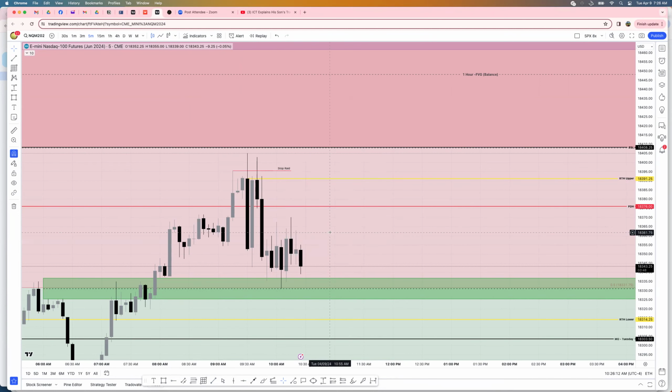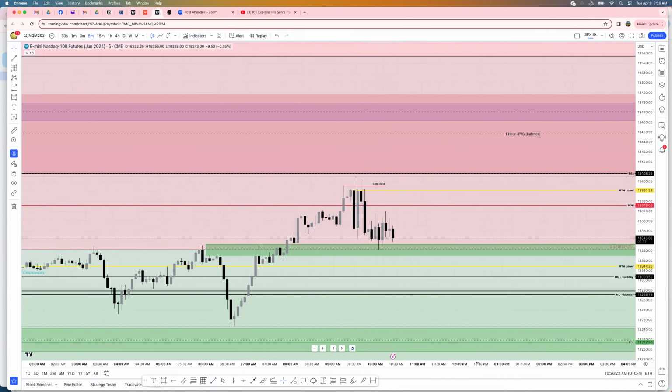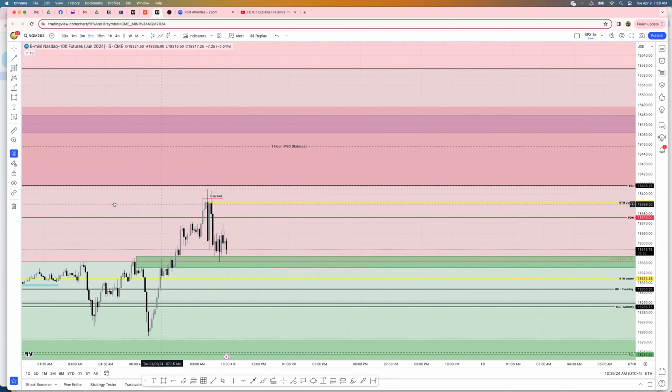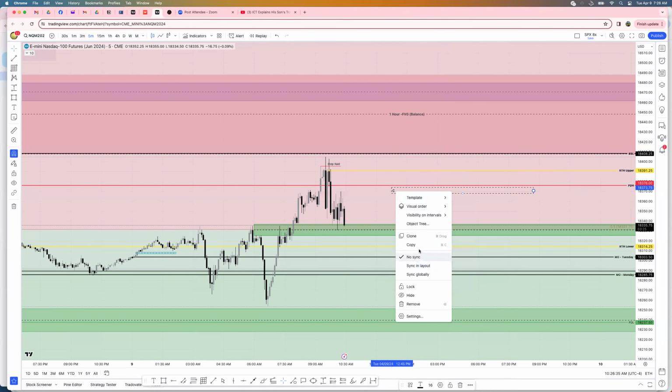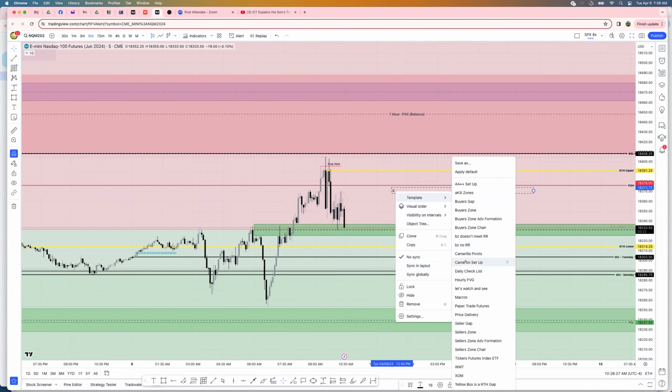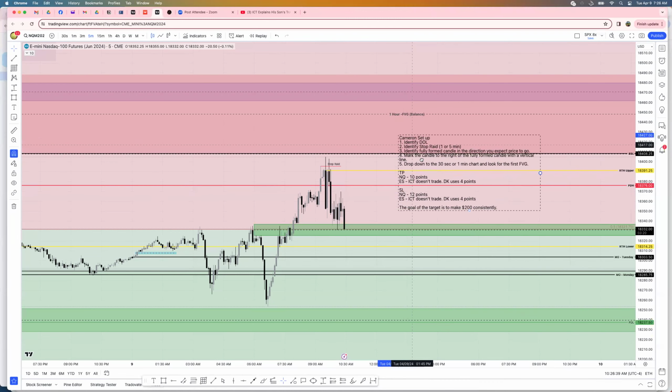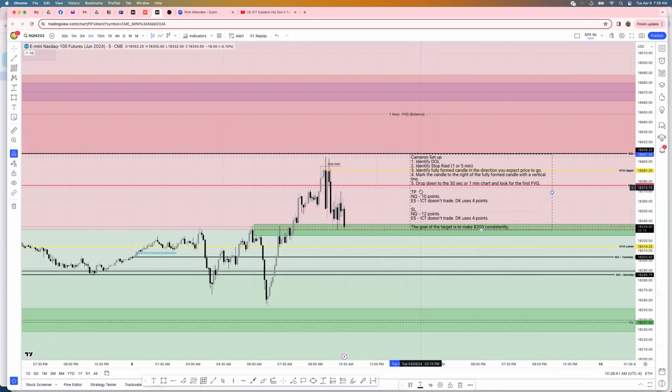Okay. So we have our stop raid, and then what he says is after we raid the stops, we want to look for our first. Oh, sorry, let me get my notes, because he said identify the draw on liquidity. Where are my notes? Here's our notes right here. Cameron. All right. Identify draw on liquidity. Boom. That's why you need your checklist.